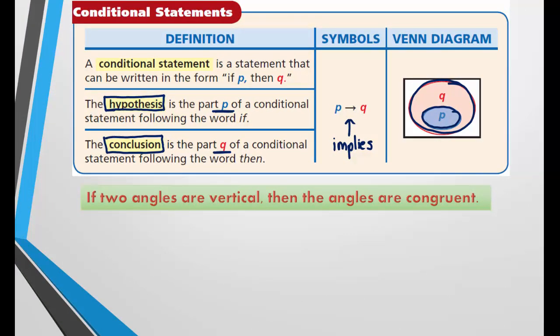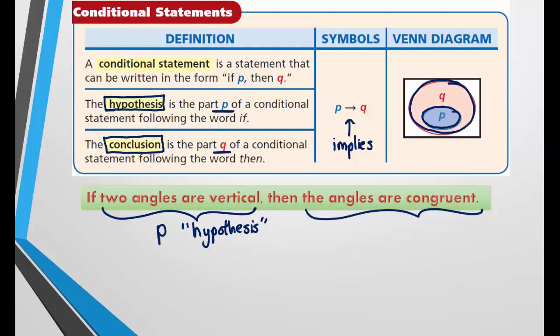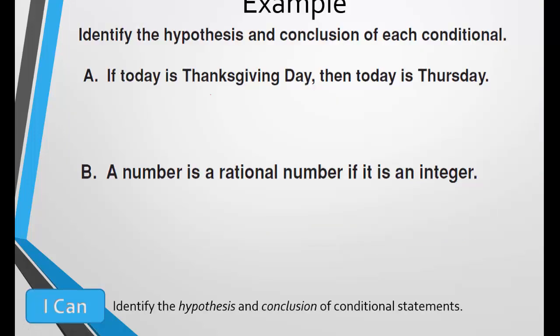So one statement that we'll use over and over again in this class is if two angles are vertical, so this is my P, which is also known as my hypothesis, then the angles are congruent. So then this is my Q, which is my conclusion. So that's what a conditional statement is.